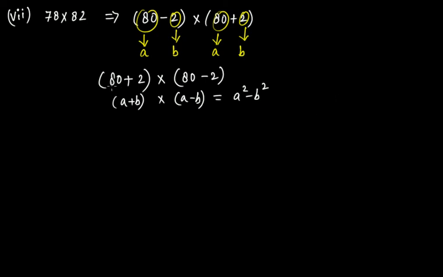So from here, a squared means what? 80 squared minus b squared means what? 2 squared. So this is 6400 and minus 4. 6400 minus 4. So this is 6,396. This is your answer.